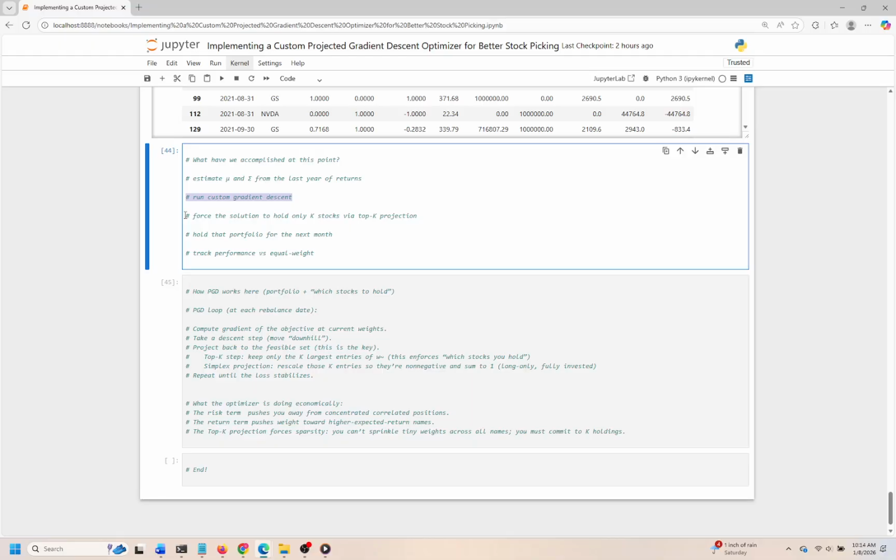A key part of this process involves selecting only the top-performing K stocks, ensuring that our investment strategy remains both concentrated and deliberate. By projecting our solution to keep only these K stocks, we aim to maximize potential gains while containing risk. As we hold this selected portfolio over the next month, we will closely monitor its performance against a benchmark, specifically an equal weight portfolio, which serves as a baseline for evaluating our strategy's effectiveness.